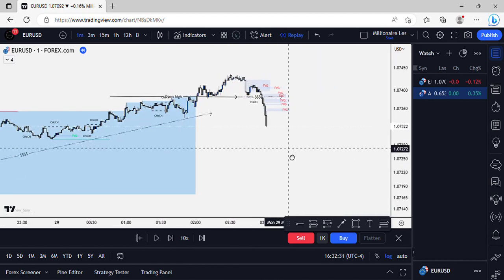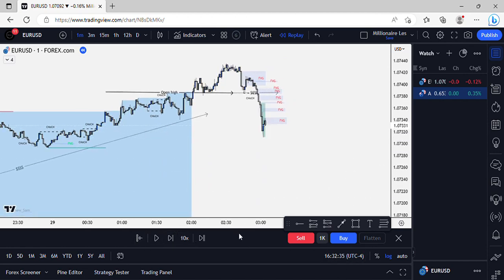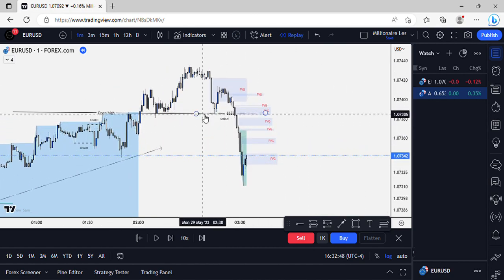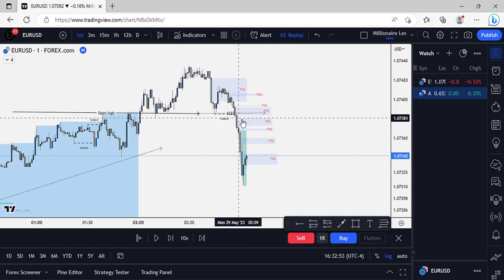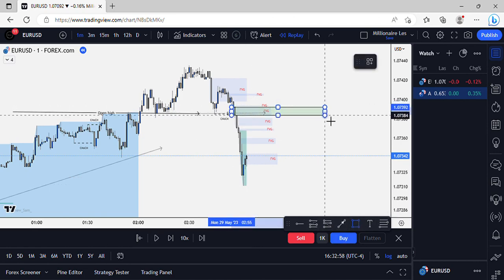All I was doing was waiting for a fair value gap. So in this case, with this change of character, it is several fair value gaps. How I like to do this is I look for the fair value gap that is closest to where the change of character was. The change of character was right here. This is the closest fair value gap, right here.